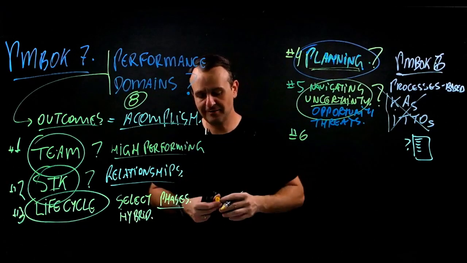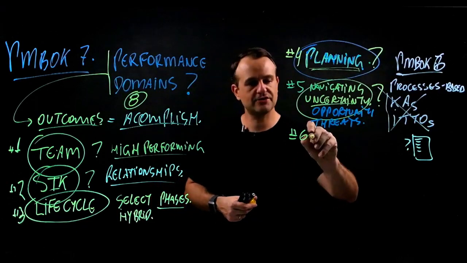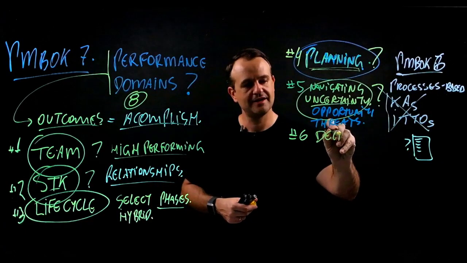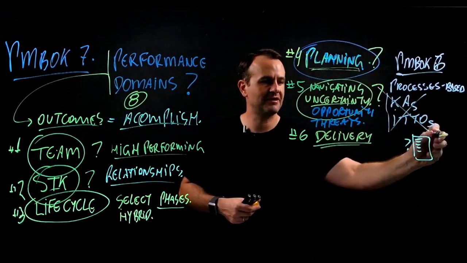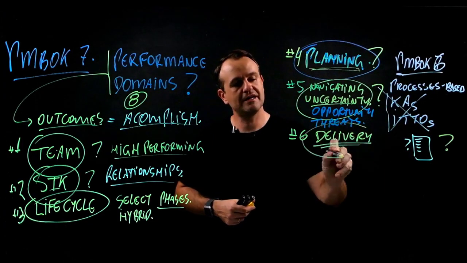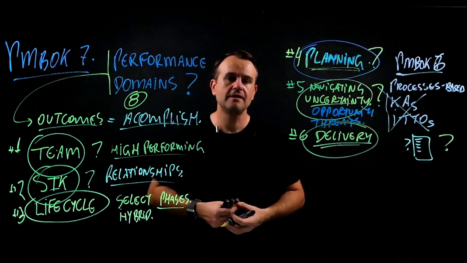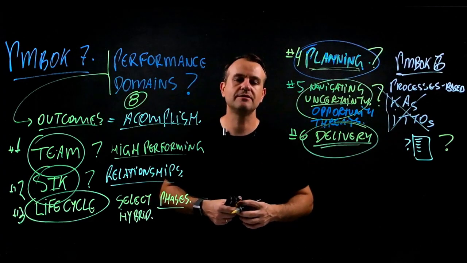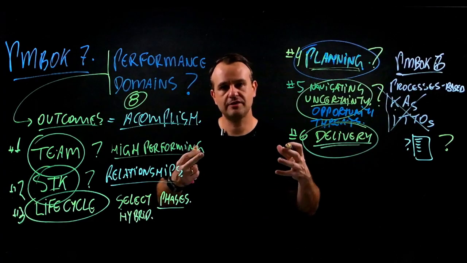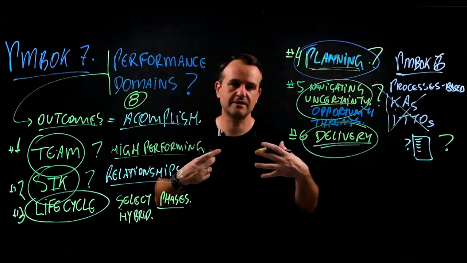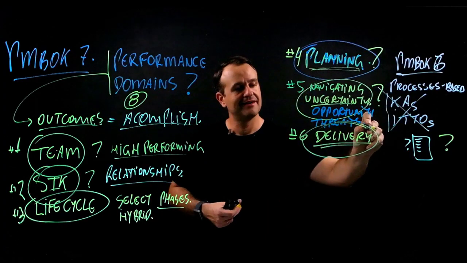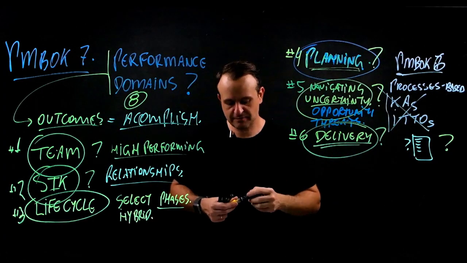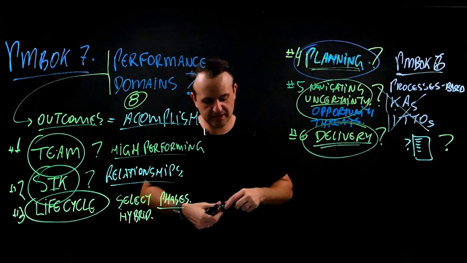The performance domain number 6 is related to delivery. This is also related to something we had in the past when we think about execution. But delivery as a performance domain is also a broader concept. When we think about delivery, we have to take into consideration the teams and everything else that is needed. What is the outcome you expect from the delivery?